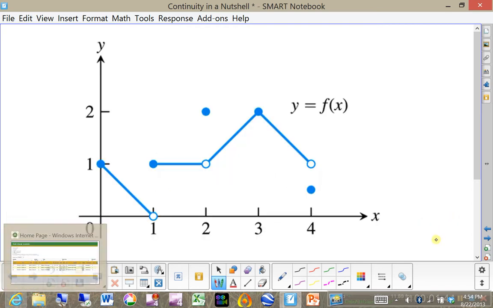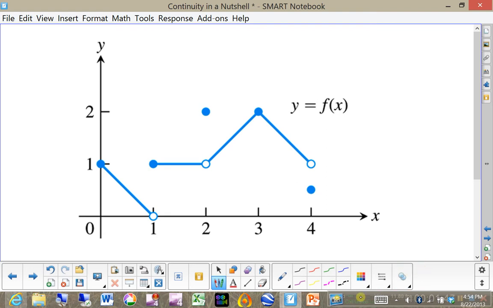Now, this function is obviously not a continuous function. It's just indicating various things. You can see that between 0 and 1 the function is continuous. Then it has a hole in it, and the graph jumps up to 1, and then is continuous between 1 and 2. Then there's another hole in it at the point 2, 1.